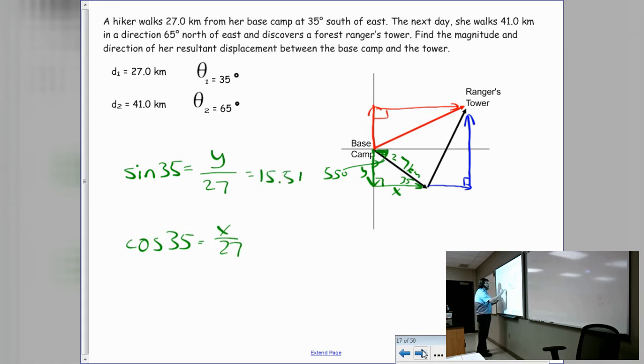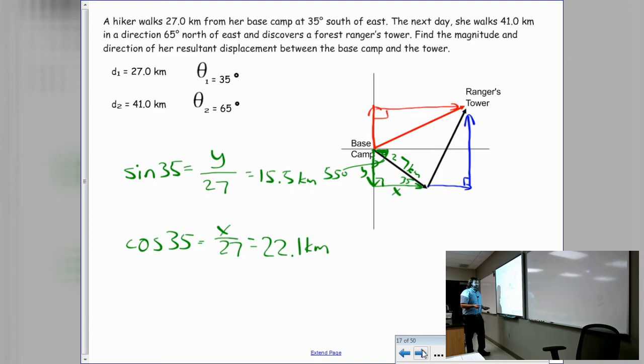15.5 kilometers is the y component, and cosine of 35.27 is 22.1. I'm just going to leave those there. I'm not going to transfer them onto my diagram because that's getting a little cluttered.